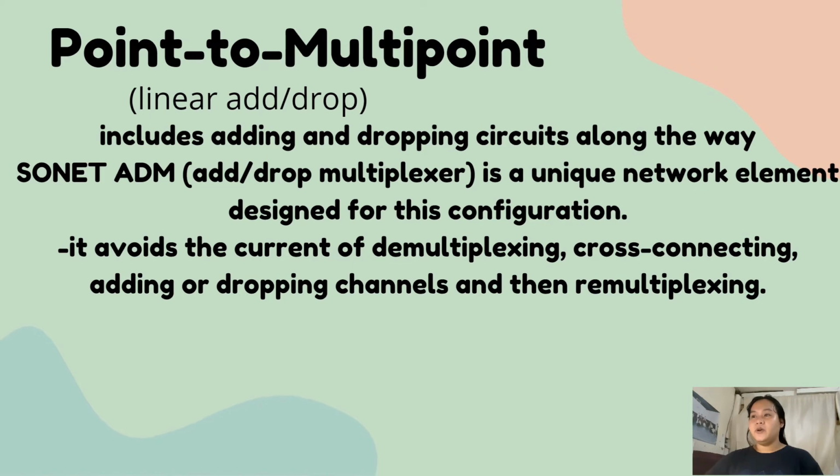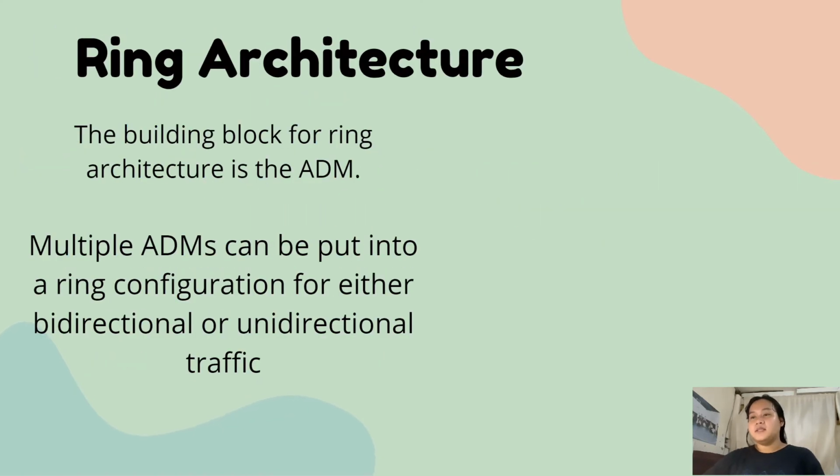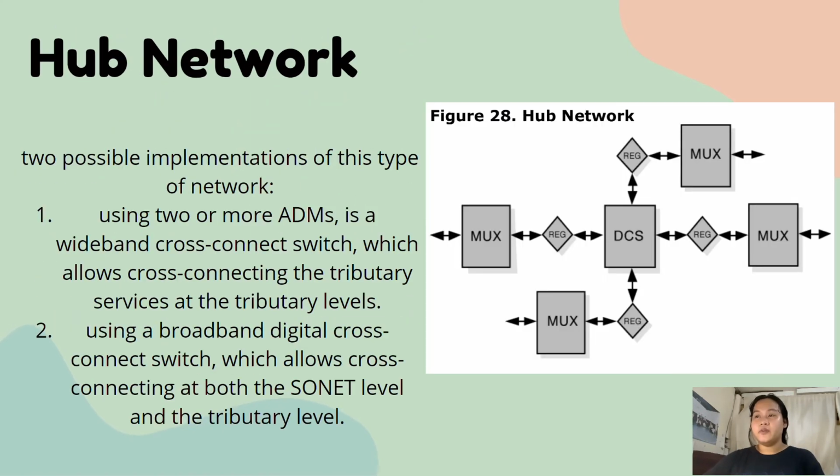So next is the point-to-multipoint configuration. It is also called a linear add-drop. It includes adding and dropping circuits along the way. And the SONET ADM or add-drop multiplexer is a unique network element designed for this configuration. It avoids the current need of demultiplexing, cross-connecting, adding or dropping channels, and then remultiplexing. So the ADM is typically placed along the SONET link to facilitate adding and dropping tributary channels at intermediate points in the network. So next is the hub network configuration.